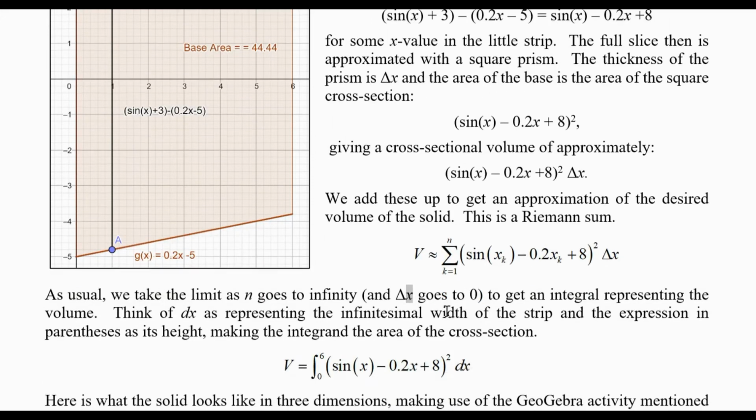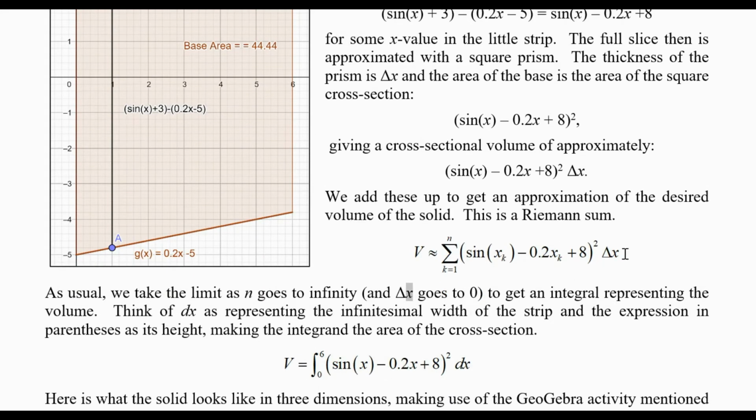So in this integral, here's the integral right here, the delta x becomes dx. So you want to think of basically that width of that little strip as being dx. It's an infinitesimal width. It's really delta x, but we're going to take the limit as that goes to 0. And then we have our function here, and we're integrating from 0 to 6, and that integral is the exact value of the volume we're looking for.